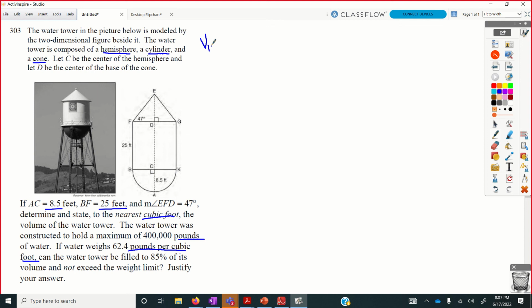We have the volume of the hemisphere, which is 1/2 the volume of a sphere, and that's 4/3 pi r cubed. We also have the volume of the inside part, which is the cylinder, we'll call it CYL, which is pi r squared h. We're going to add that together. And then we have to add the volume of the top cone part, which is 1/3 pi r squared h. And remember, all these formulas, except for the 1/2 part, are on your formula sheet at the end of the test.